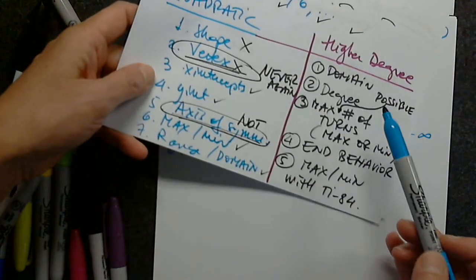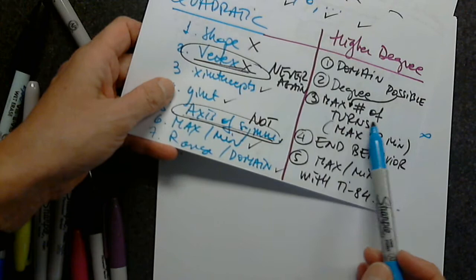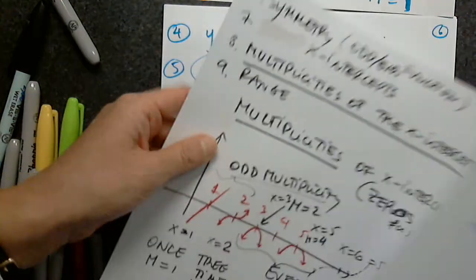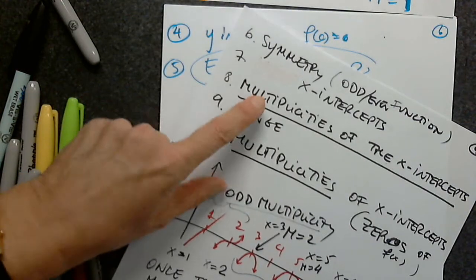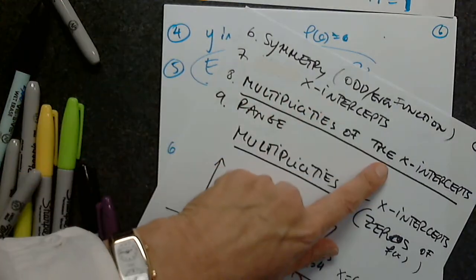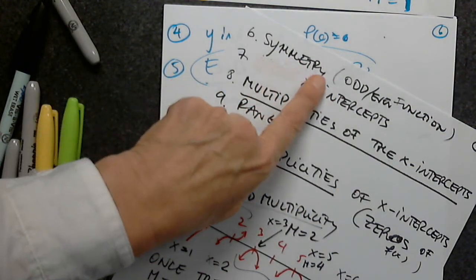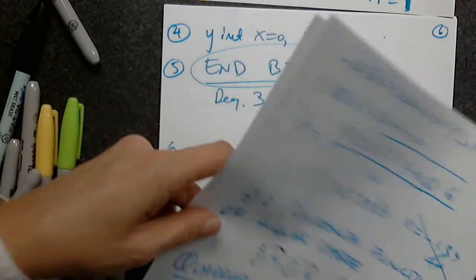So let's see what we accomplished so far. Domain, yes. Degree, max number of terms, yes. End behavior, yes. Max, min, I have to wait with the graphing calculator. Then symmetry, in a minute. x-intercepts done. Multiplicity of the x-intercepts done. And the range after I graph. So the only thing that I have left is the symmetry.